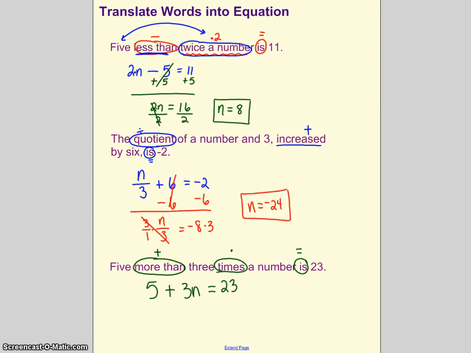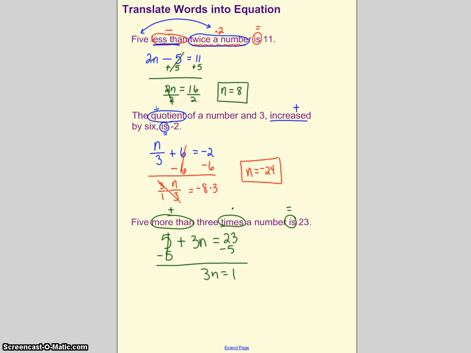Starting with the addition or subtraction first, so this 5 out front, we're going to go ahead and subtract 5 from both sides. 5 minus 5 is 0, leaving us with 3n equals 23 minus 5 is 18. n times 3, so go ahead and divide by 3 on both sides. Your 3's cancel, so n equals 18 divided by 3 is 6 in the end.